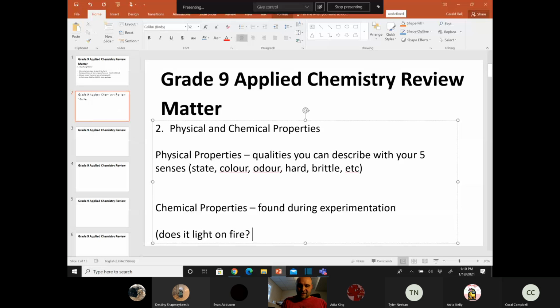Does it light on fire? Does it explode? Like, I don't know. I'm not sure exactly what. But again, you've got to go through some kind of test there to figure out if it does anything. Maybe it does nothing. That's a reaction too, I suppose.